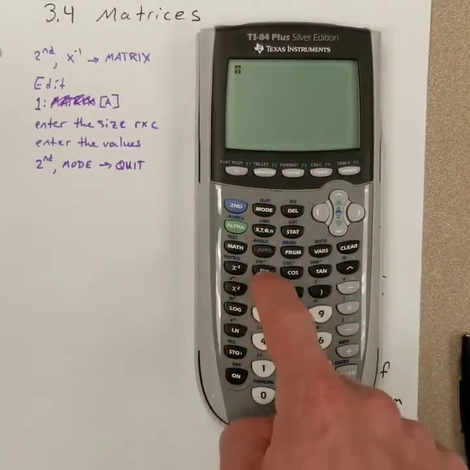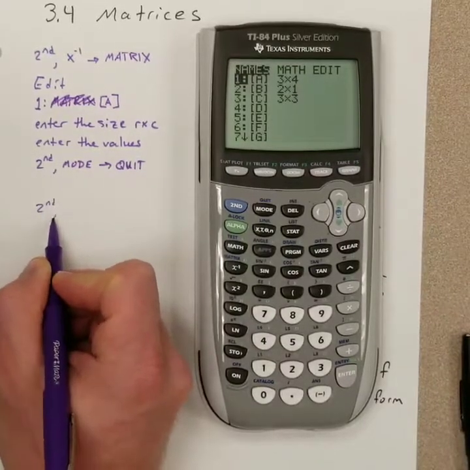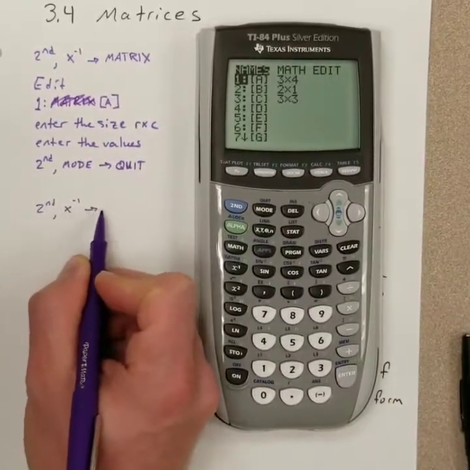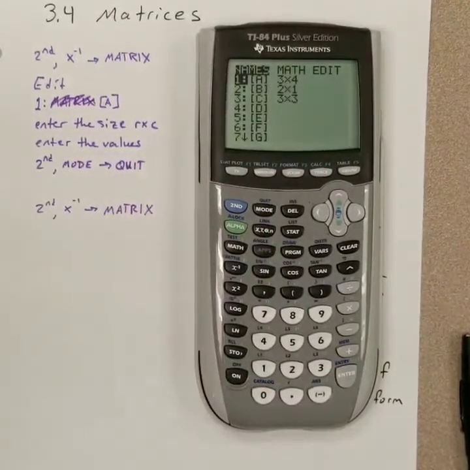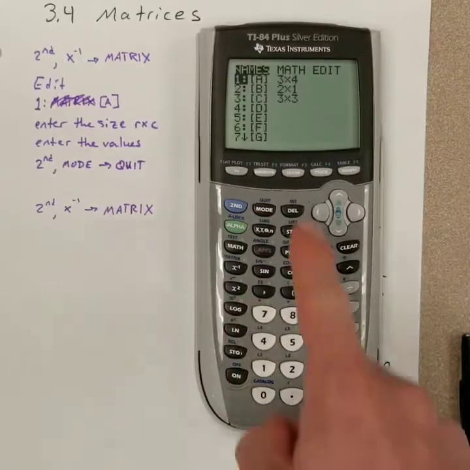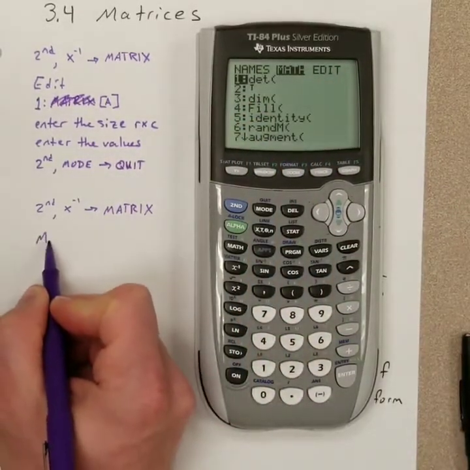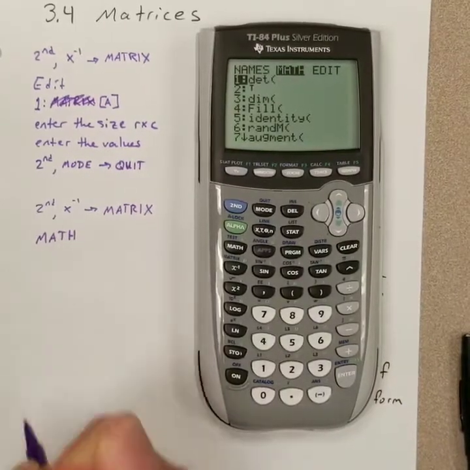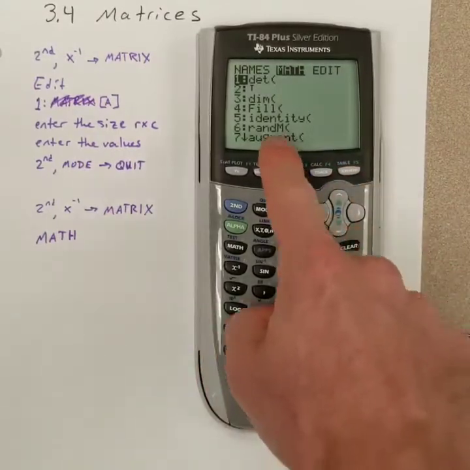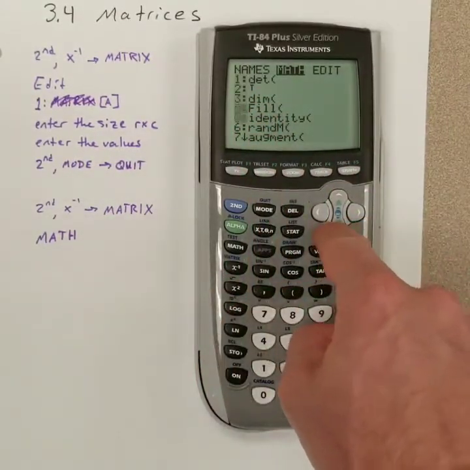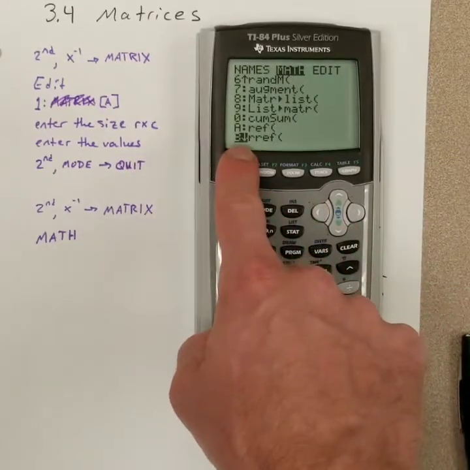So you hit second and then matrix again. So second, the X inverse button to go to matrix. We want to do some math on the matrix, so we go over to the math menu. And the math we're going to do is the RREF, which is not shown here. You have to scroll down quite a ways. And there it is. It's the option B.